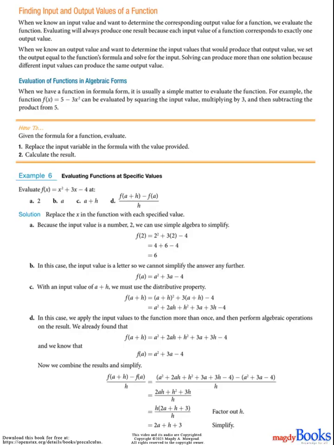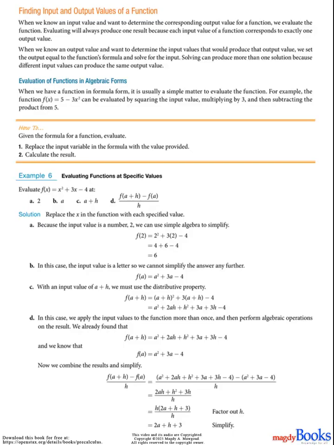Evaluate f of x equals x squared plus 3x minus 4 at a. 2. b. a. c. a plus h. d. f of a plus h minus f of a, divided by h. Solution. Replace the x in the function with each specified value.